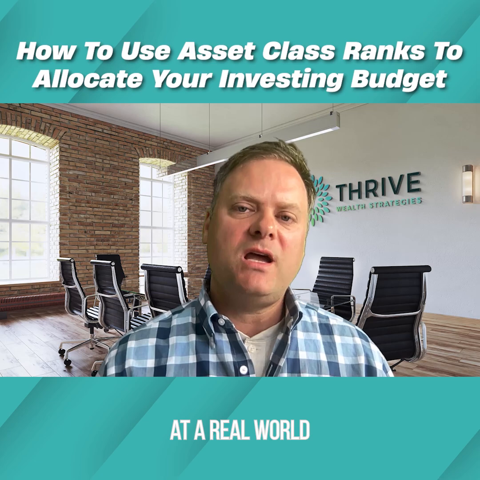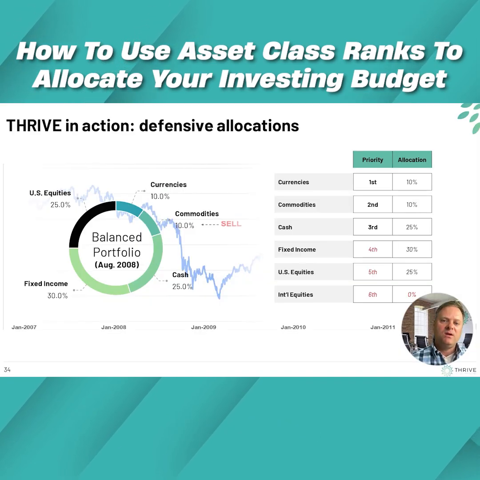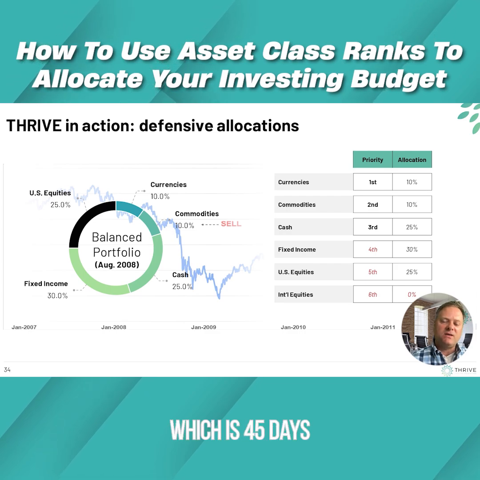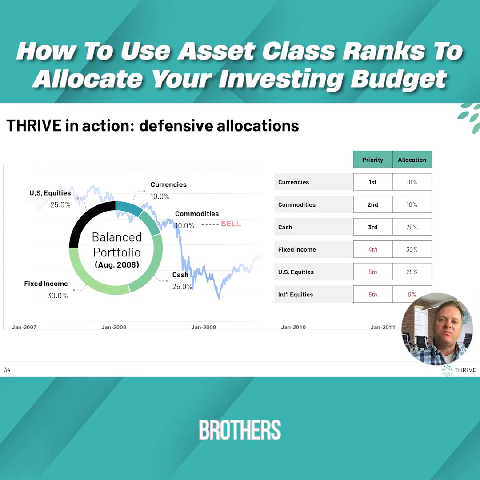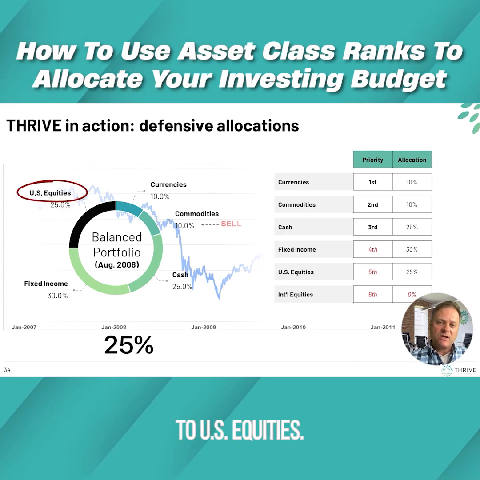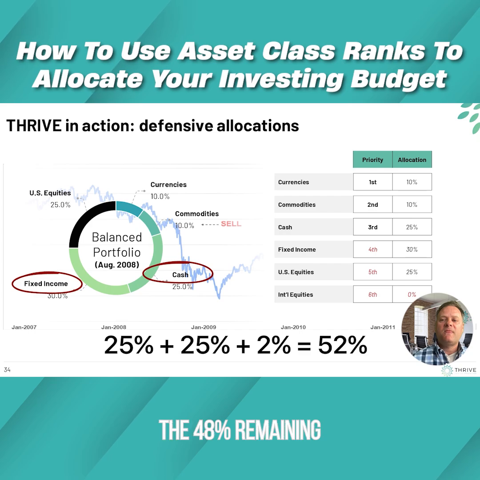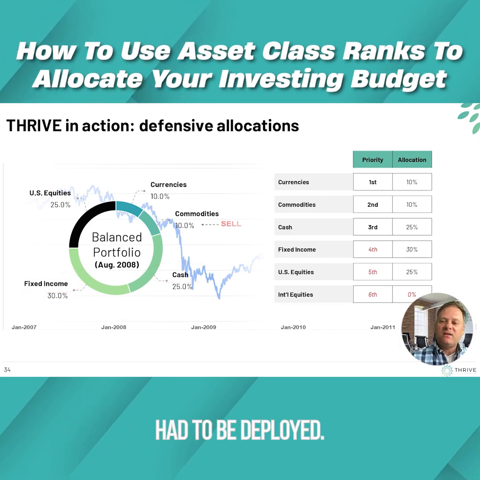Let's take a look at a real-world example on how these asset class ranks work. So August 1st of 2008, which is 45 days before Lehman Brothers filed for bankruptcy, thus signaling the start of the financial crisis. The fixed amount of 52% has already been allocated, 25% into US equities, 25% into fixed income, and 2% into cash. The 48% remaining had to be deployed.